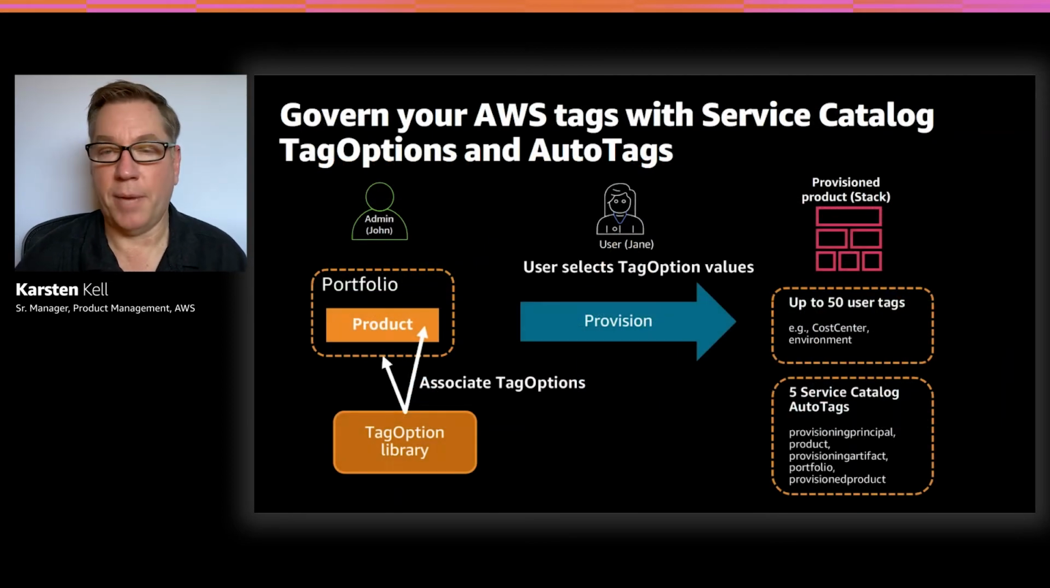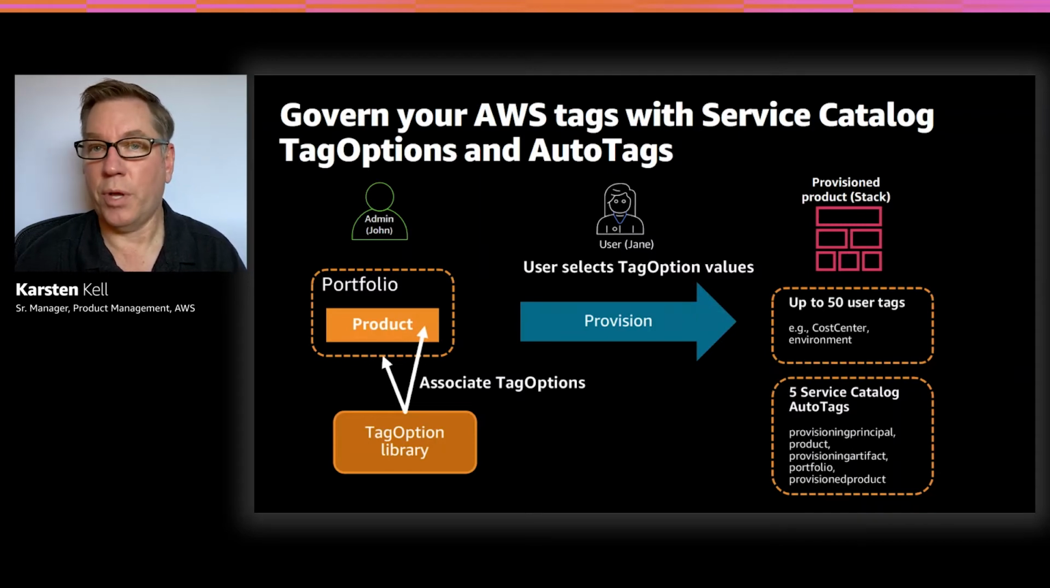So now I'm going to get back to tagging. And as I mentioned earlier, this is really going to be important for cost visibility. So I mentioned the Service Catalog Tag Option Library, where you can implement your tagging taxonomy, create a list of key value pairs, and you can specify a single key and multiple values.